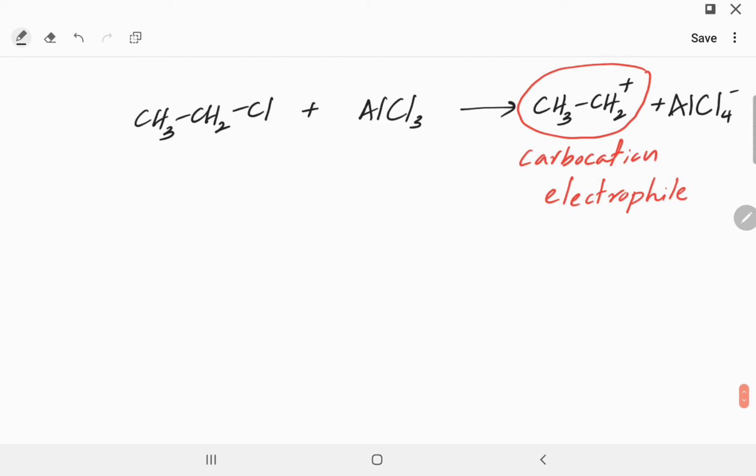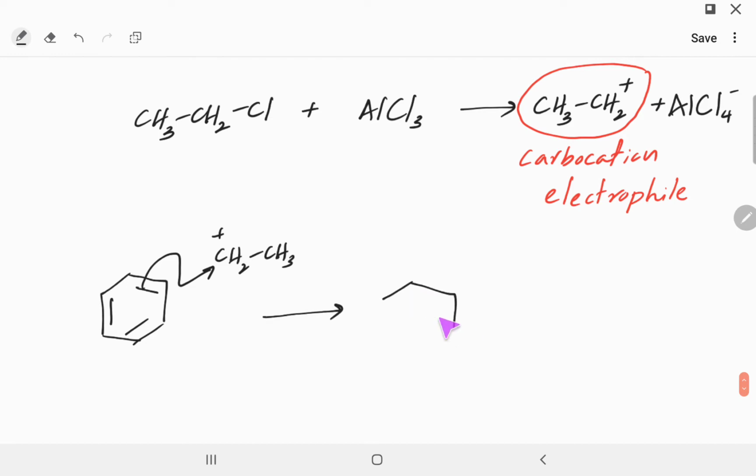So let's see how you are going to use this electrophile. Here is our benzene. Benzene will basically attack the electrophile by using the pi electrons, and then you will get another carbocation, but this time the positive charge will be on the ring.